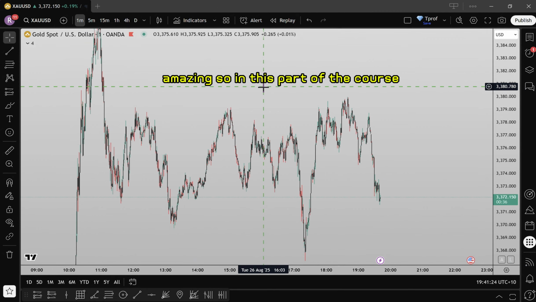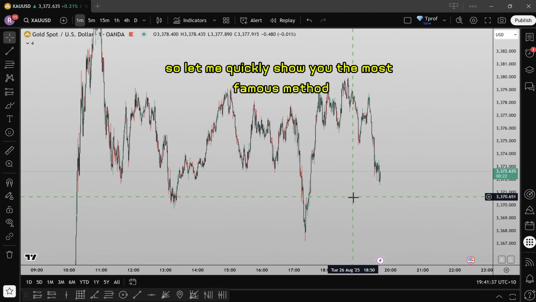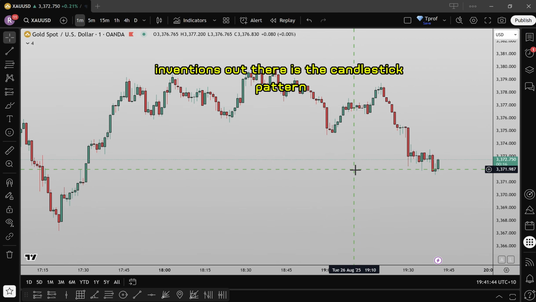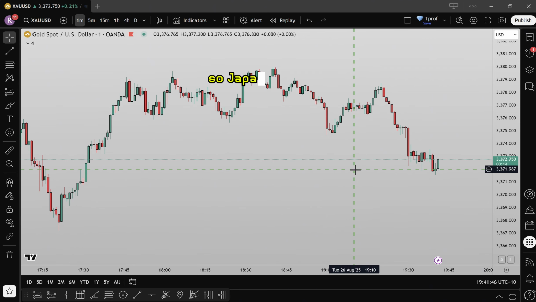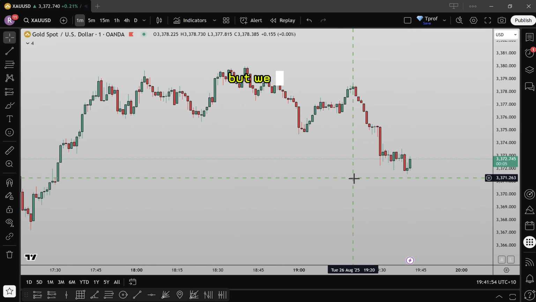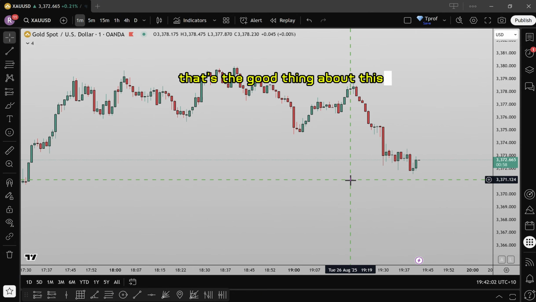Amazing. So in this part of the course, we're going to look into the language of price, how to read a chart. Right? There are so many ways to read a chart. Let me quickly show you the most famous method. I think one of the best inventions out there is the candlestick pattern. It's a Japanese technique, I think. It's the anatomy of candlesticks. You'll see different chart types, but we will focus exclusively on the Japanese candlesticks, because they tell us a full, complete story. That's the good thing about this.